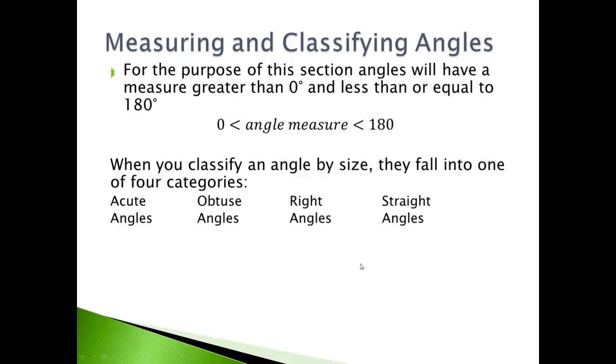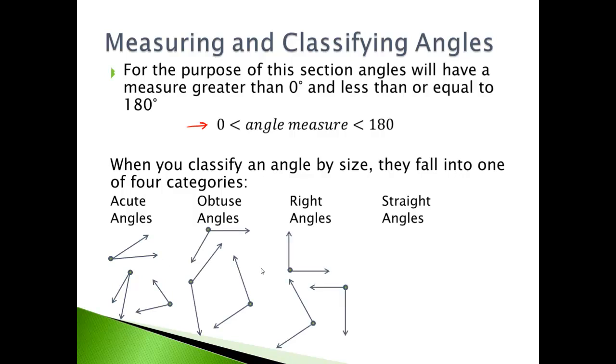All right, next. Measuring and classifying angles. For the purpose of this section, the angles are going to have a measure greater than 0 but less than or equal to 180. So you can write it as a compound inequality like that if you want. When you classify an angle by size, they fall into one of 4 categories. We have acute angles, which look like this, obtuse angles, right angles, and straight angles. We'll get into the descriptors of those in just a second.